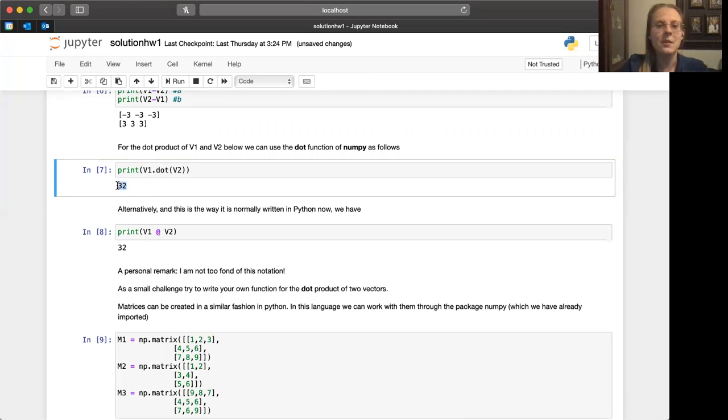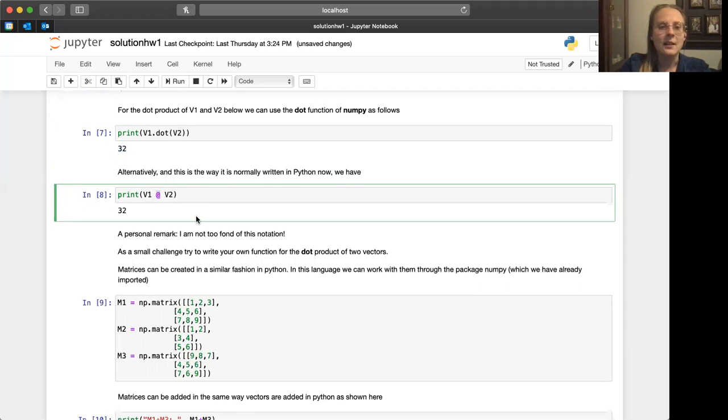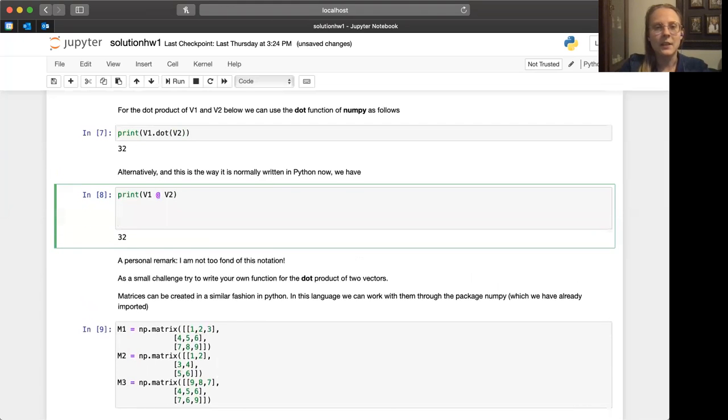A second way to do the dot product in Python is to put the @ symbol in between the 2 vectors. This gives you the exact same answer, but I find that it's sort of less intuitive and it's not as easy to just read off what the code is doing.